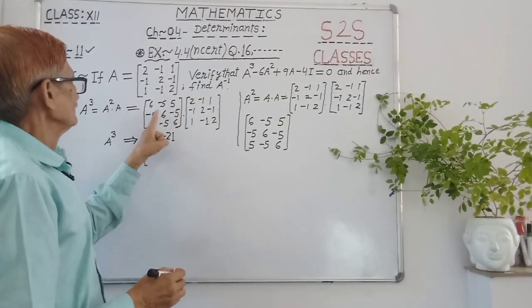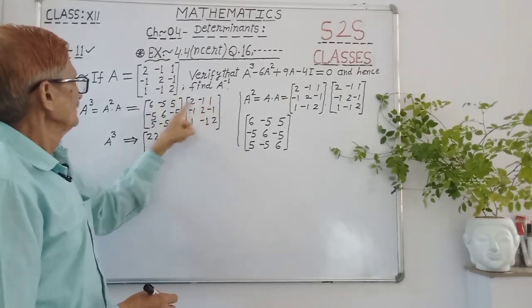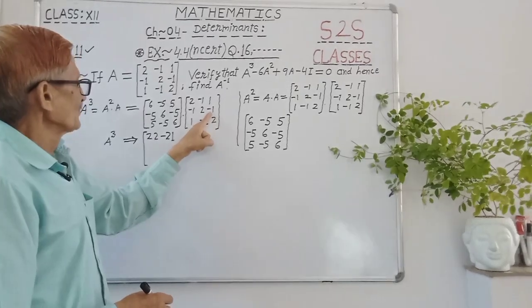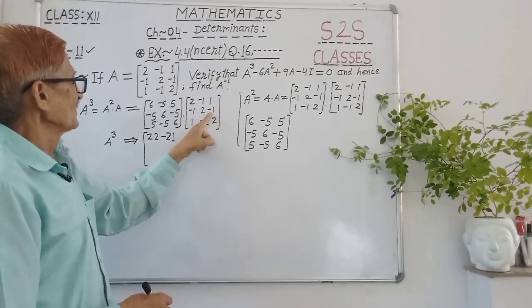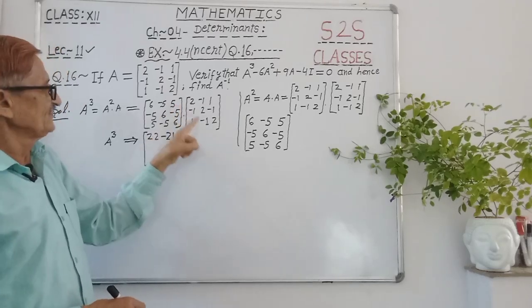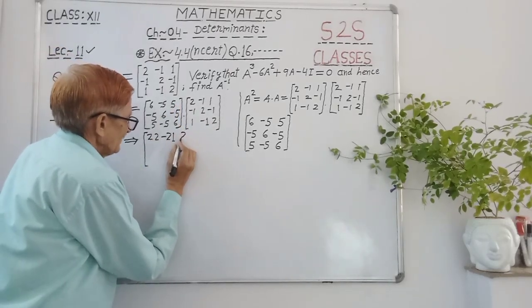With the third column, 6 1 is 6, minus 5 minus 1, product is 5, 6 plus 5, 11, and 5 2 is 10, 11 and 10, 21.